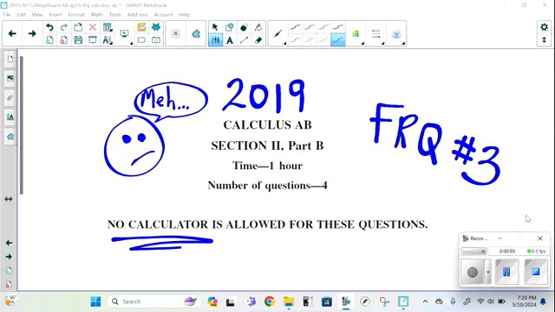All aboard. The train is moving. We finished question 1 and 2. Now we are on to free response question number 3 of the 2019 AP Calculus AB exam. No calculator, but meh, who cares? You know we got this. So let's go out there and just kill it, people, shall we? Let's begin.